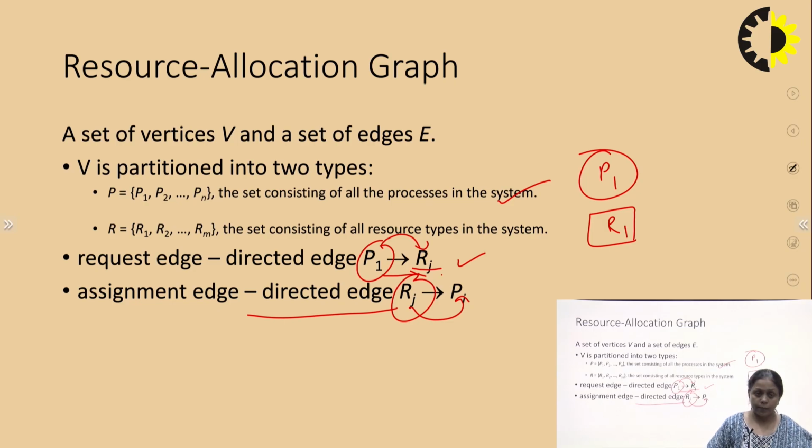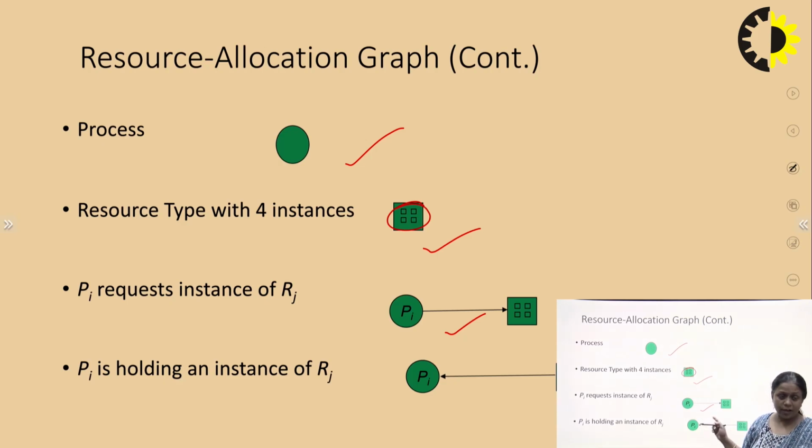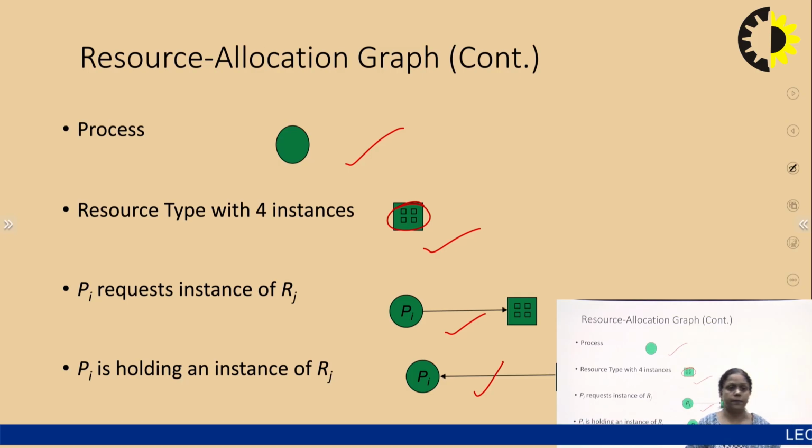We have 2 types of nodes here, process and resources, and 2 types of edges. First one is a request edge and another one is the assignment edge. These are all the conventions which I have discussed. This is for the process, this is for the resources, and you can see these 4 elements show that we have 4 instances of this resource. Now if Pi requests the instance Rj, then we will use this convention. This is for the request edge and this is for the allocation edge.